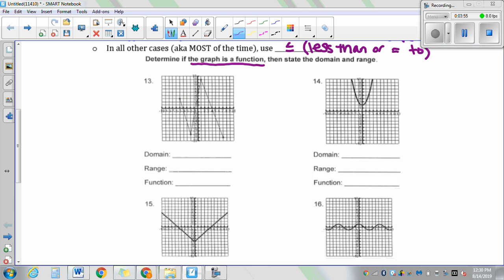All right, if you guessed that these were all functions, you are correct. No matter where you hold a vertical line, you're always going to only hit one time. So, under function, I just wrote a whole bunch of yeses.